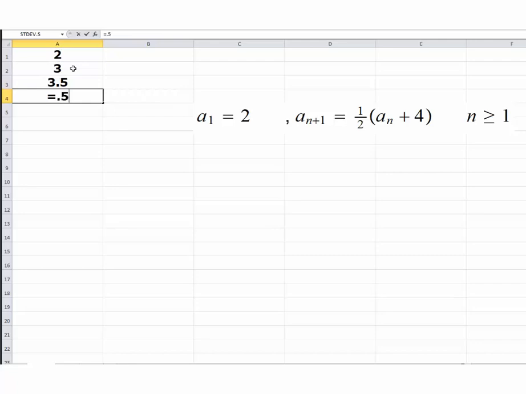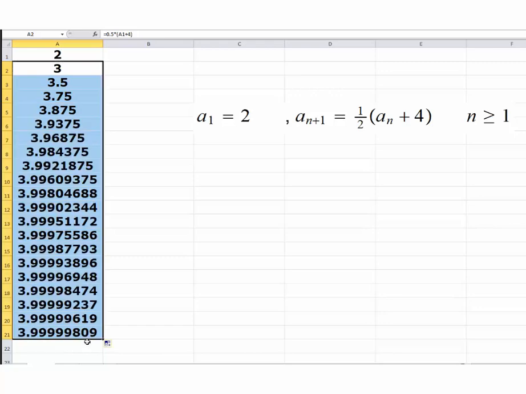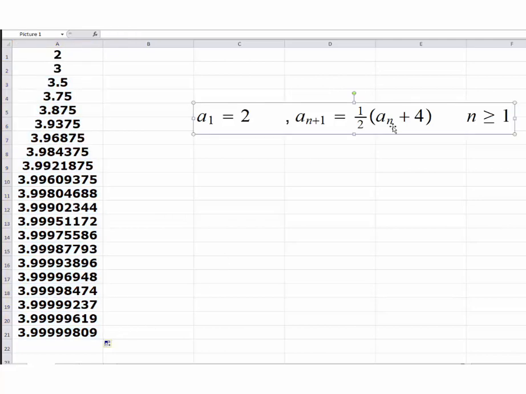Then in the third term, we have 1/2 times the second term plus 4. Then for the fourth term, we have 1/2 times the third term plus 4. Okay. And now we can select all these, pick this lower right corner and just drag it down. You can see you get the subsequent terms of the sequence, and this sequence converges to 4. You can use the monotone convergence theorem to prove that this sequence, being monotonically increasing with least upper bound equal to 4, does converge to 4.